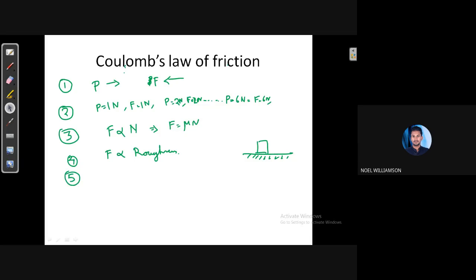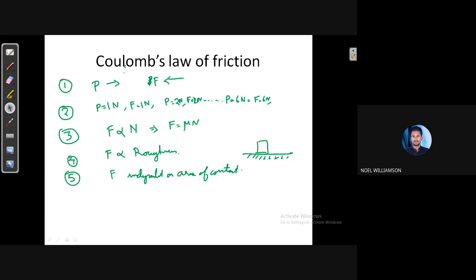That is, the friction is directly proportional to the surface roughness. Now, fifth case, the force of friction is independent of the area of contact between the surfaces. That is, F is independent of area of contact. Area of contact നെ independent ആയിരിക്കും.